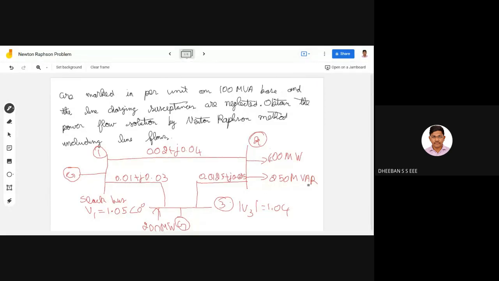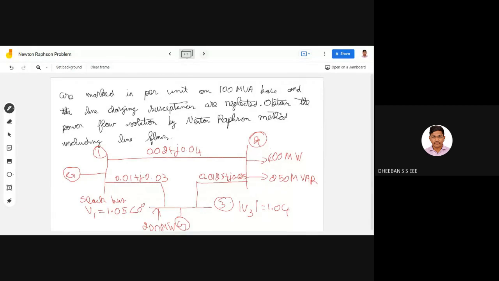They have given you the slack bus to be bus one, and the slack bus voltage is 1.05 at an angle of 0 degree, and your third bus is a PV bus, whose voltage they have given to be 1.04. As I said, this problem extends your Newton-Raphson iteration up to your third iteration. We'll be seeing it in a step-by-step manner.